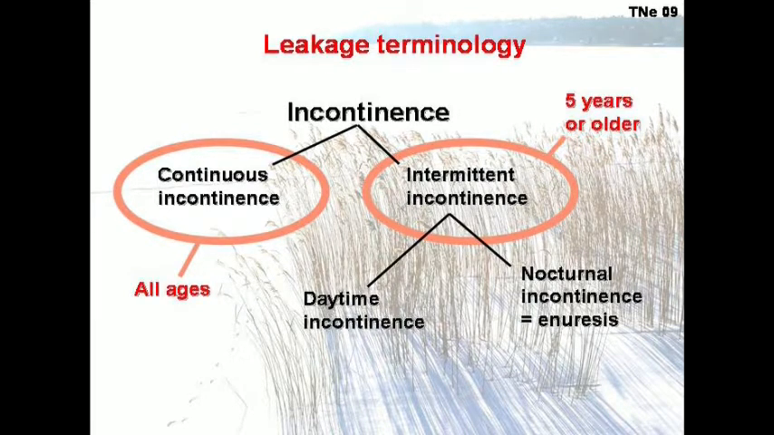Incontinence, we subdivide that into continuous dribbling incontinence, a term that is relevant for all ages and which is associated with malformations or sphincter damage. And then we have intermittent incontinence, which is a term relevant for children 5 years of age or older, and that we subdivide into daytime incontinence and nocturnal incontinence, and we now make the term enuresis synonymous to nocturnal incontinence.